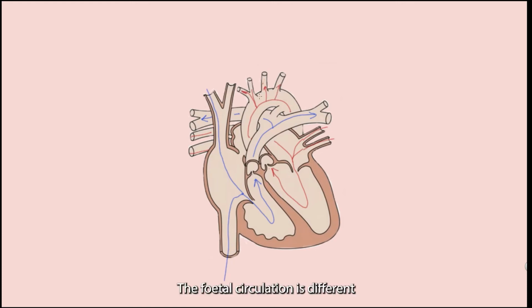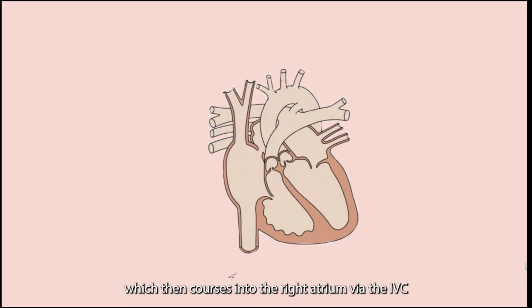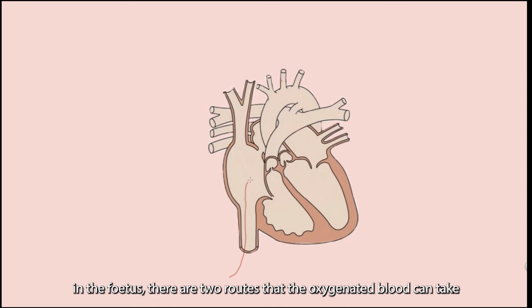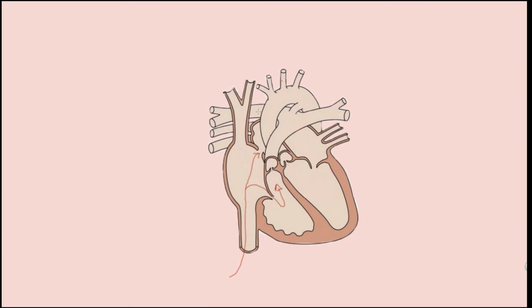The fetal circulation is different. Oxygenated blood is received from the placenta and passed to the liver, which then courses into the right atrium via the IVC. In the fetus, there are two routes that the oxygenated blood can take. It can either pass through a hole directly into the left atrium, or it can pass through the tricuspid valve into the right ventricle.